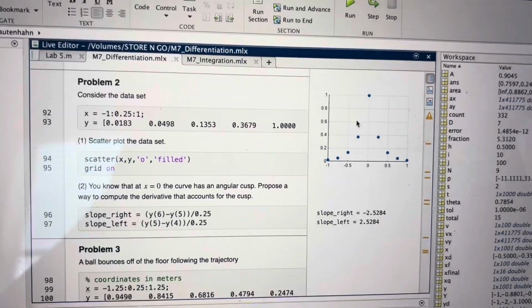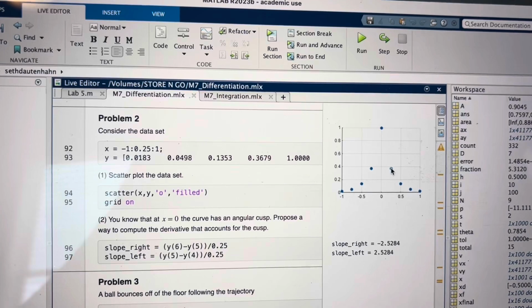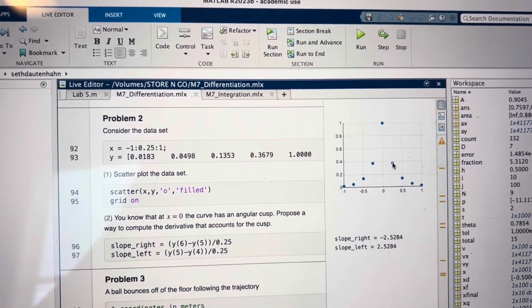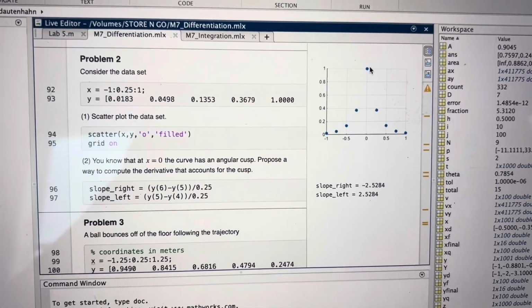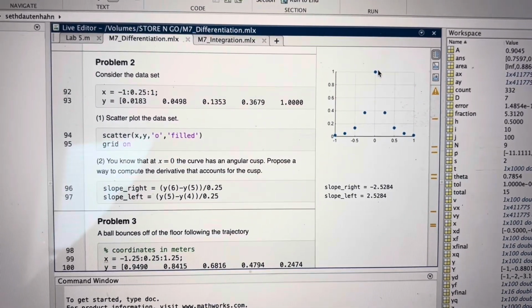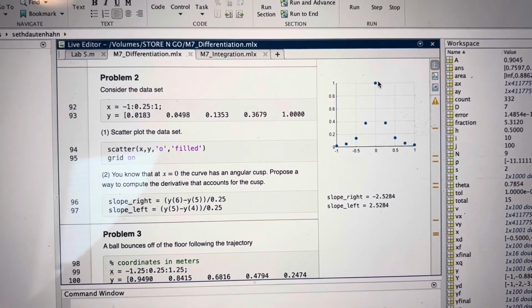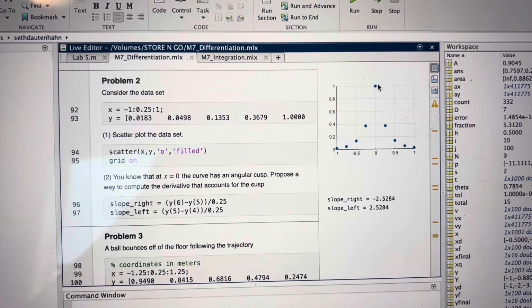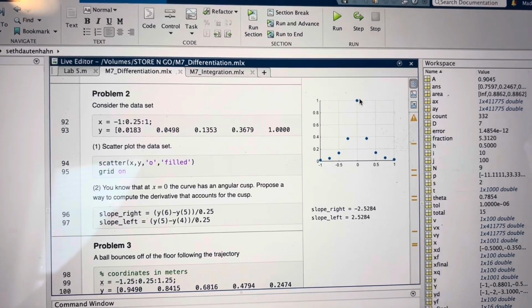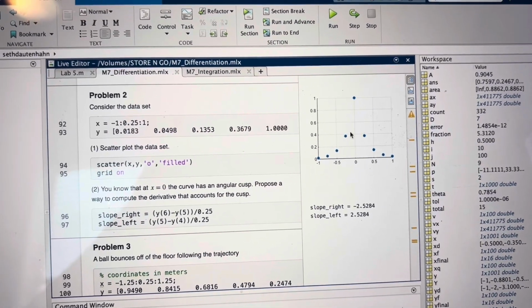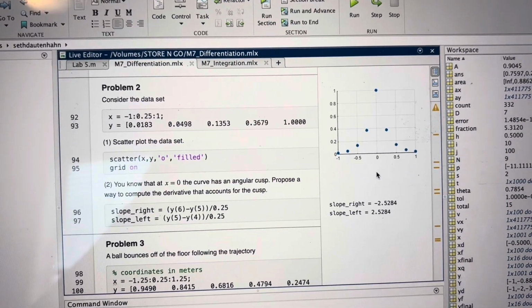So the slope to the right is going to be over here. We're going to take y6, which is this point right here, and subtract y5 from it. When you do that, you're also going to divide by 0.25, which is our step. You're going to get the slope right equals -2.5284, which is a negative slope value. And then our slope to the left is going to be y5 minus y4. And when you do that, you get the positive slope of 2.5284.